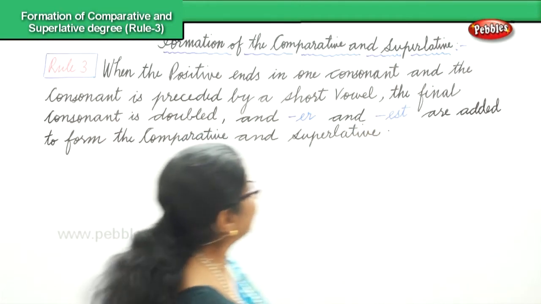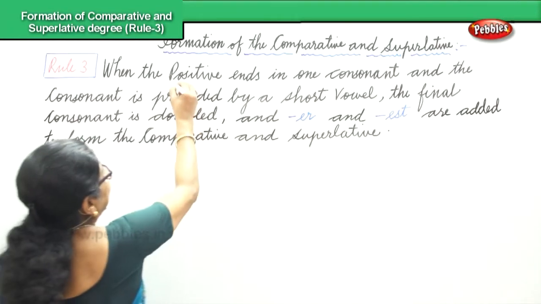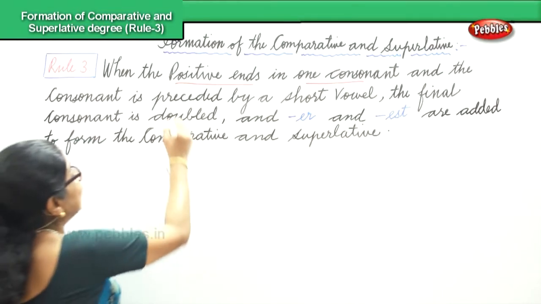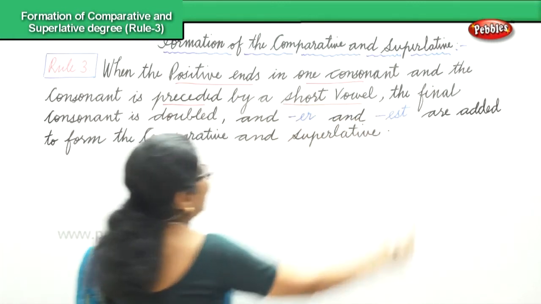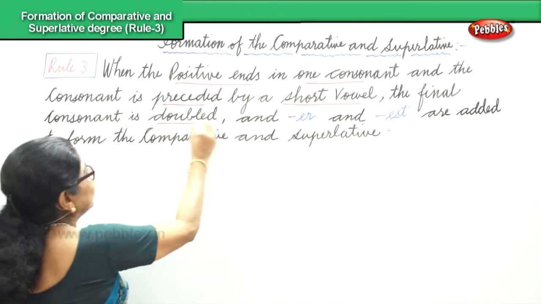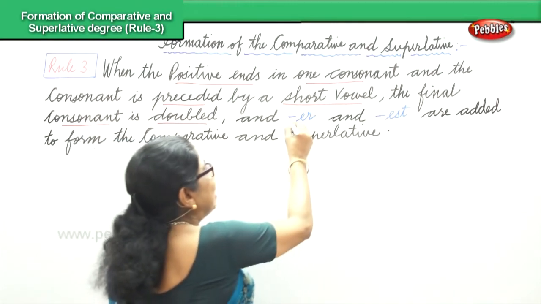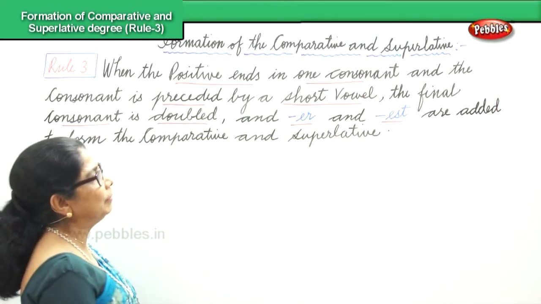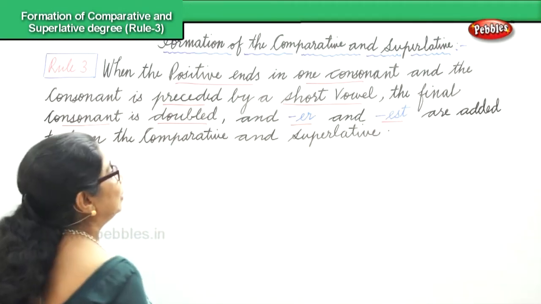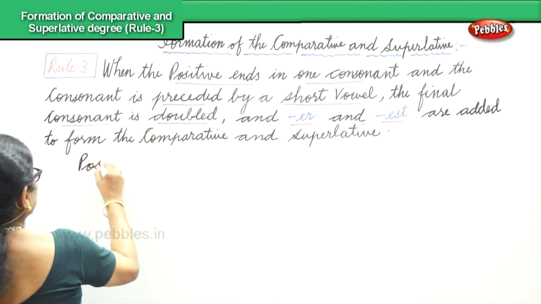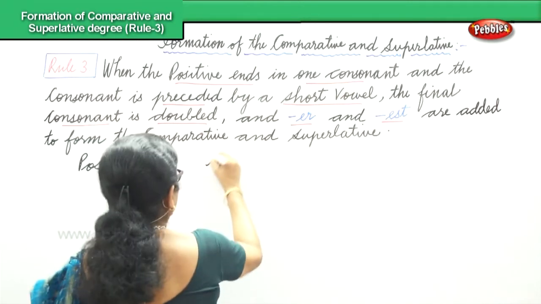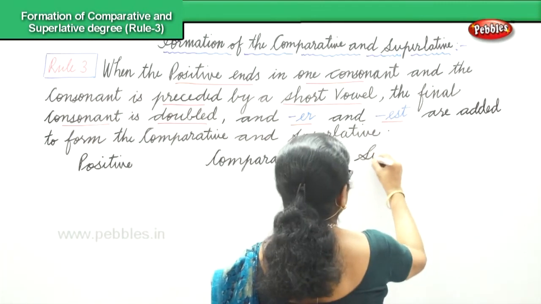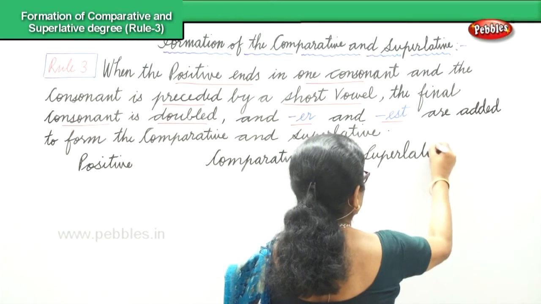Okay. What does the rule say? Rule number 3 says, when the positive ends in one consonant and the consonant is preceded by a short vowel, what happens? The final consonant is doubled, and you add ER to the comparative and EST to the superlative. ER, EST. Now let's look at all the three cases: positive, comparative, superlative. Okay, now we'll box them.